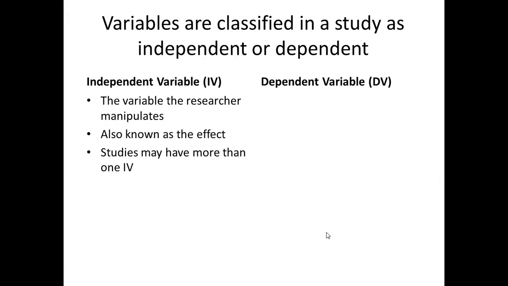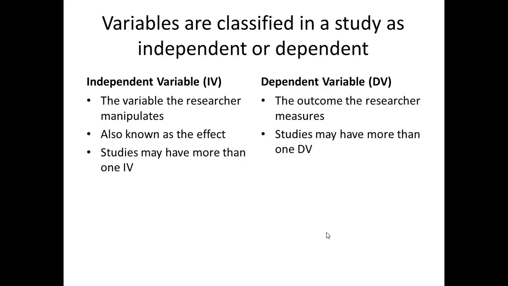Variables are classified in a study as independent or dependent. You will need to learn how to label a variable as an IV or a DV. The independent variable is the one that the researcher is manipulating. It's also known as the effect, and some studies may have more than one independent variable. The dependent variable is the outcome that the researcher measures. Studies may have more than one dependent variable. A good way to think of this is that the dependent variable depends on the independent variable, which doesn't change.